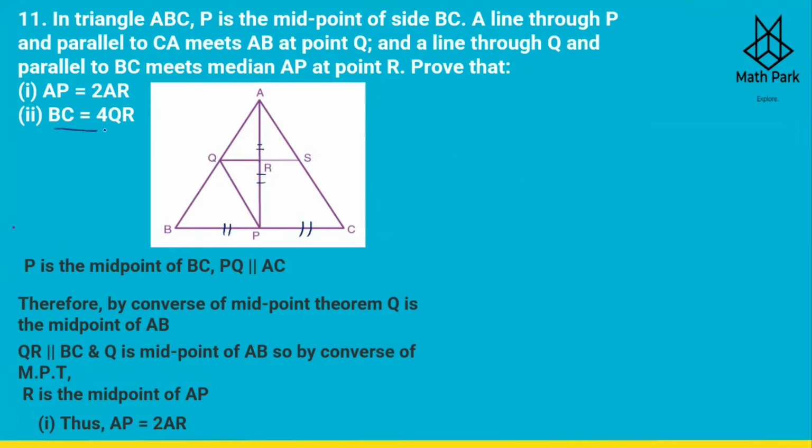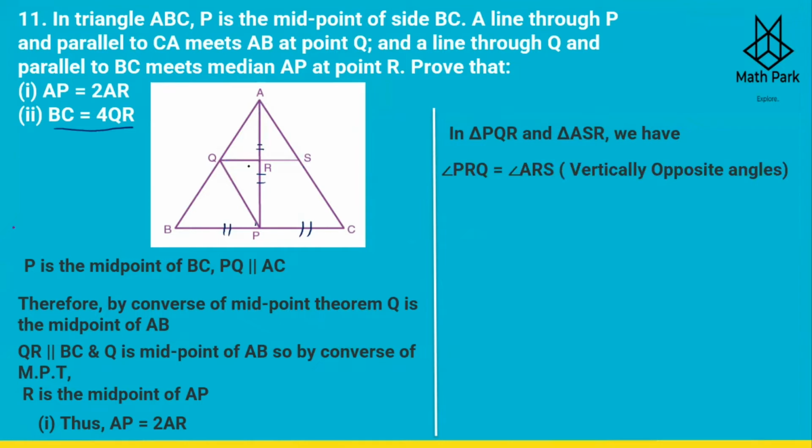Then we have to prove BC is equal to 4QR. For that, let us extend QR to S. When you extend this, you get these two triangles, triangle PQR and triangle ASR. We have angle PRQ is equal to angle ARS because they are vertically opposite angles. Next, PR is equal to AR, as you have just proved that R is the midpoint. And also, angle RPQ is equal to angle RAS since they are alternate angles, as PQ is parallel to AC and AP is a transversal.